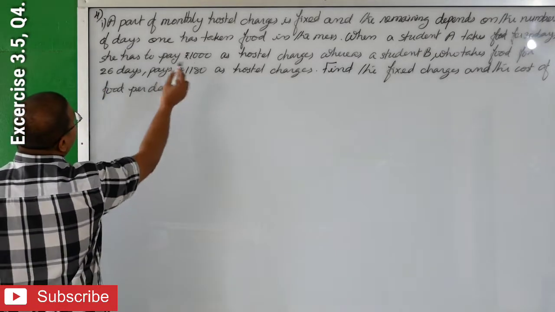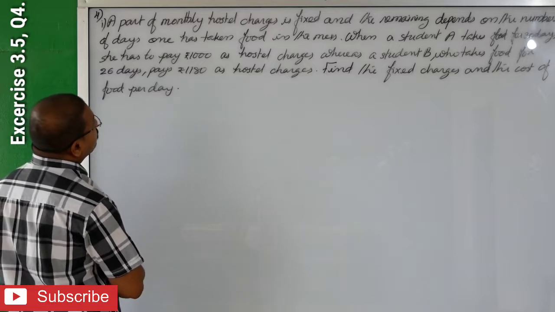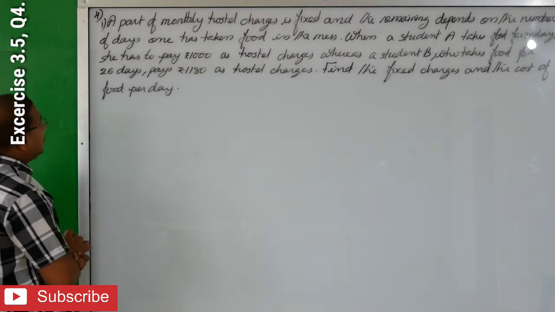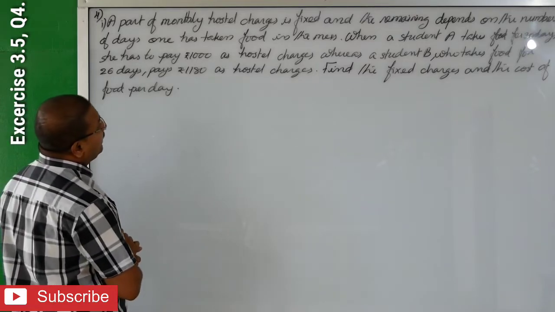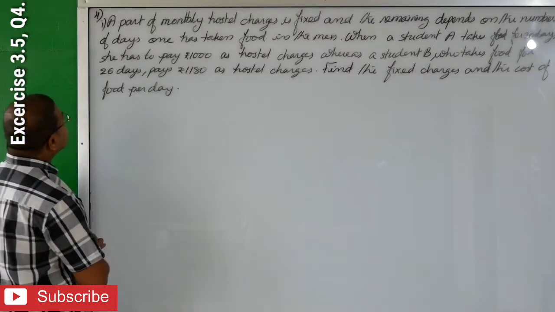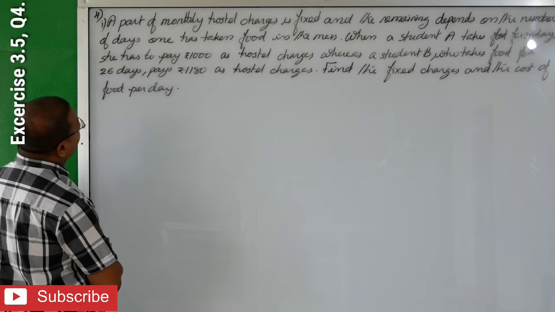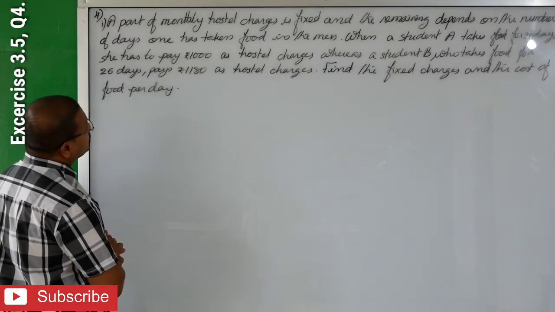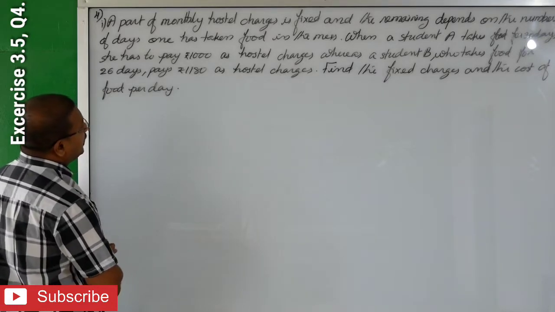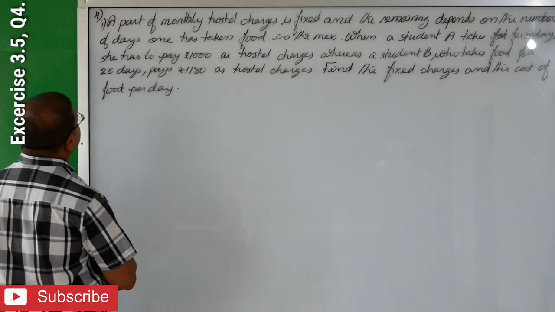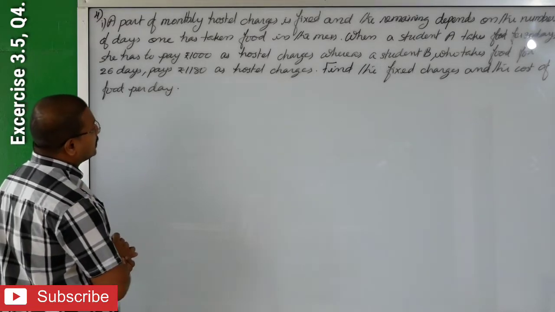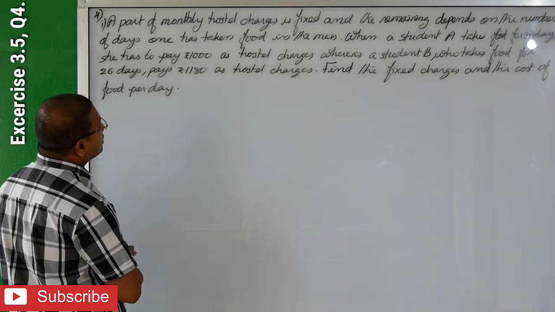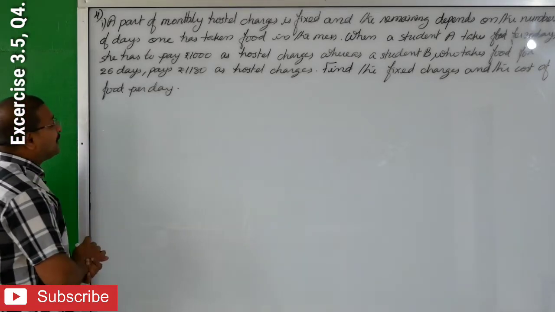A part of monthly hostel charge is fixed and the remaining depend on the number of days one has to take food in the mess. When a student A takes food for 20 days, she has to pay rupees 1000 as hostel charges, whereas a student B who takes food for 26 days pays 1180 as hostel charges. Find the fixed charges and the cost of food per day.